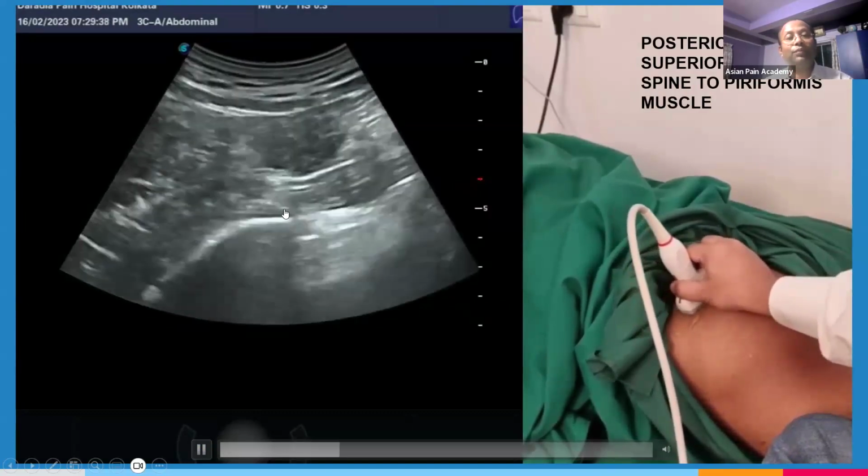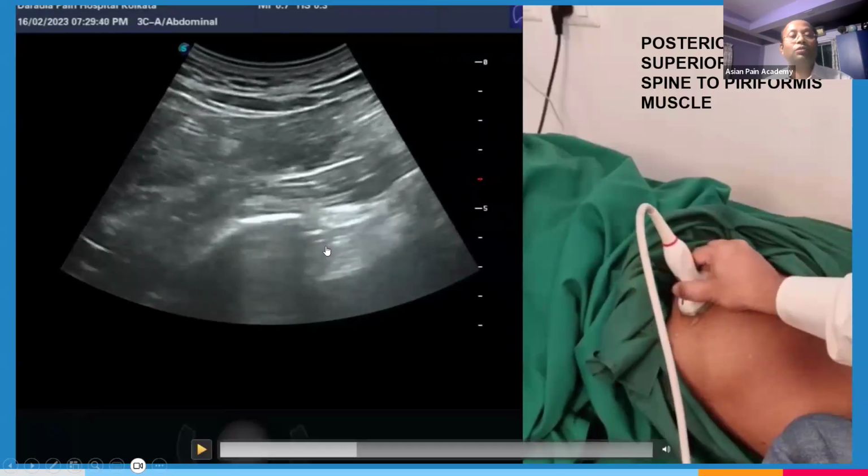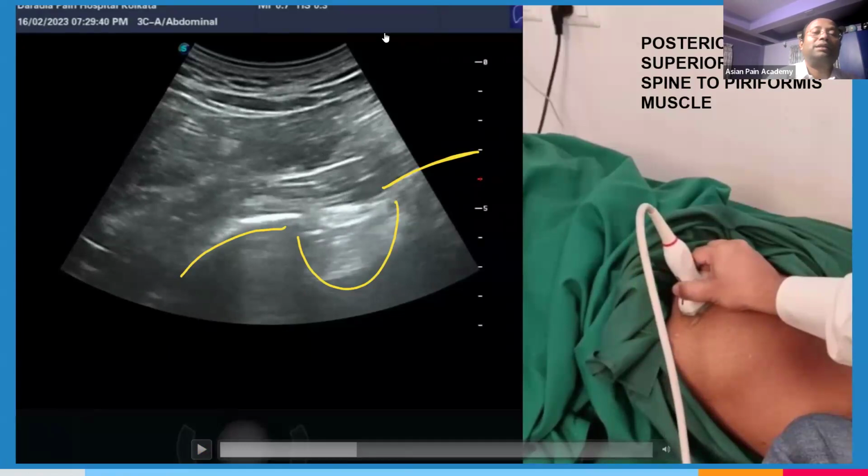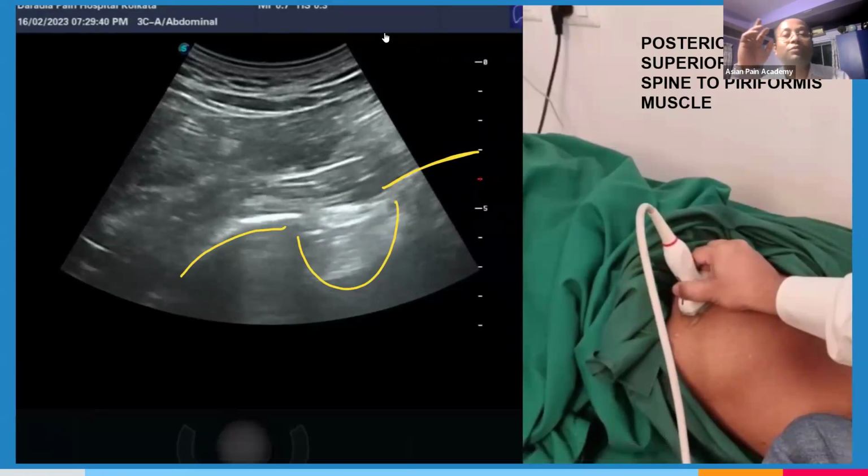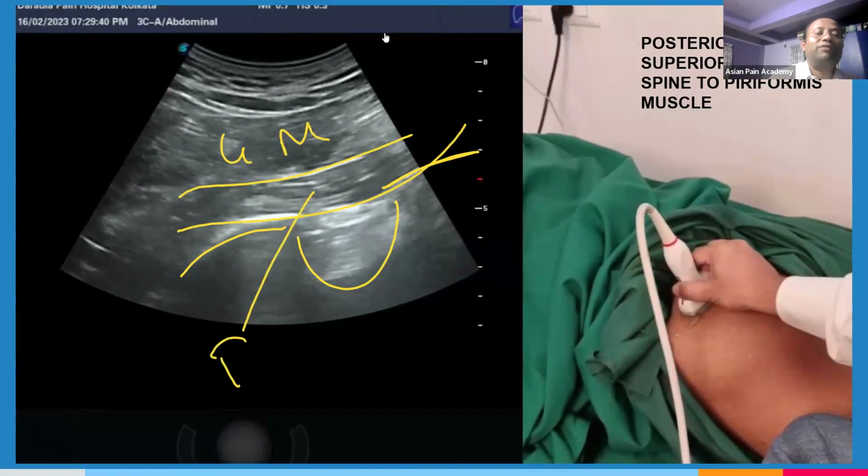So this is the gap. This is the gap. Okay. So here, as soon as the gap has come, this is one side. Okay. This is the gap. This is the greater sciatic notch. So at this area, you will see this is the gluteus maximus, but below that, this is the piriformis. Okay. This is the piriformis.